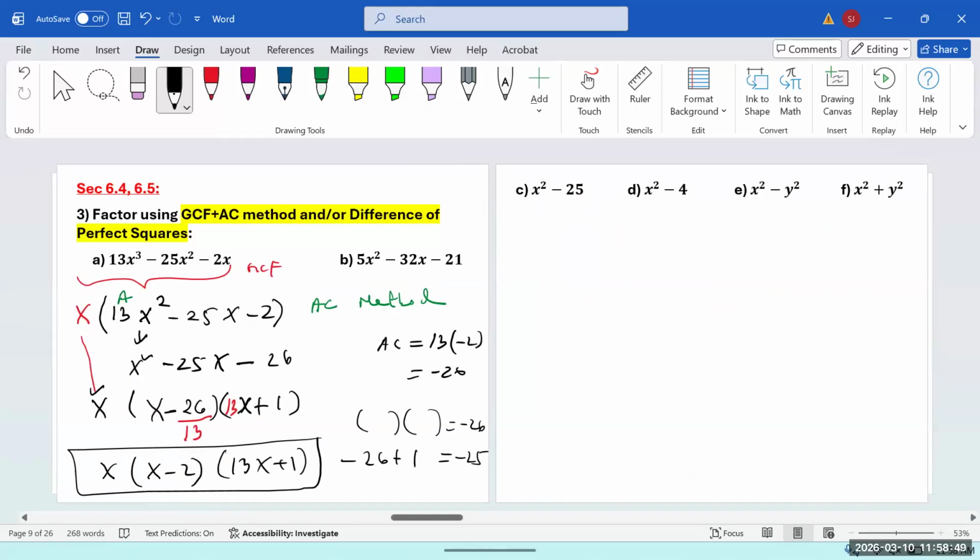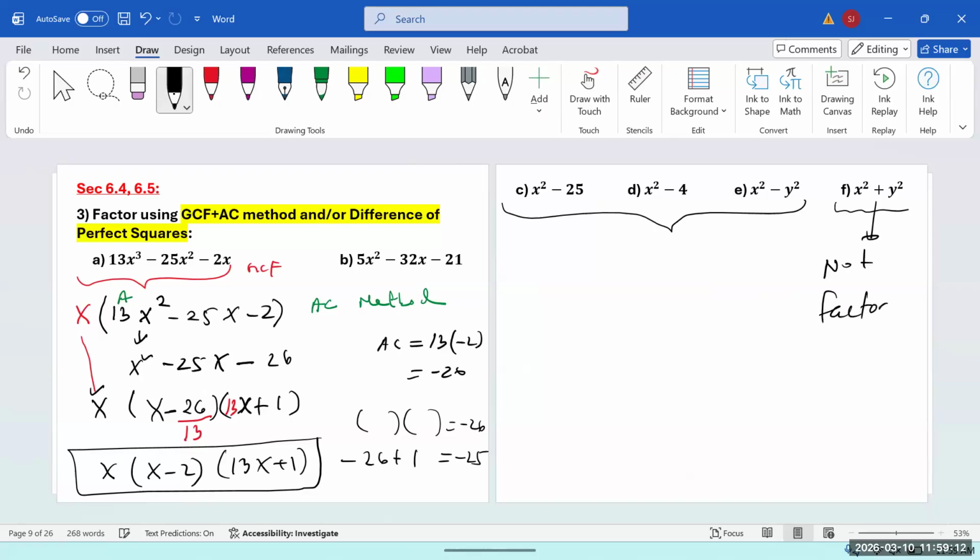Do I have anything? For difference of perfect squares, all of these are difference of perfect squares. So you factor them as a difference. But how about this one? Is it a difference of perfect squares? So it's a sum of perfect squares. So what do you write for this? Not factorable. It's a prime polynomial. So for plus, we cannot factor. We have factors only when you have a minus between perfect squares.